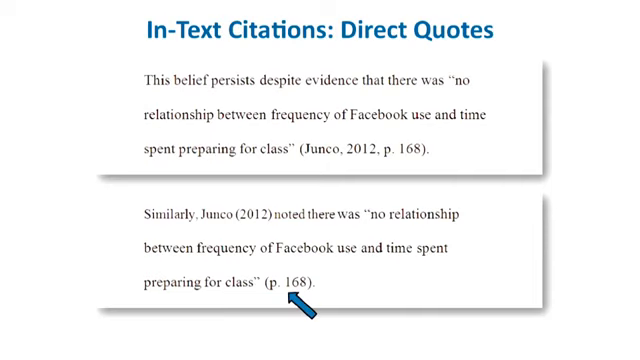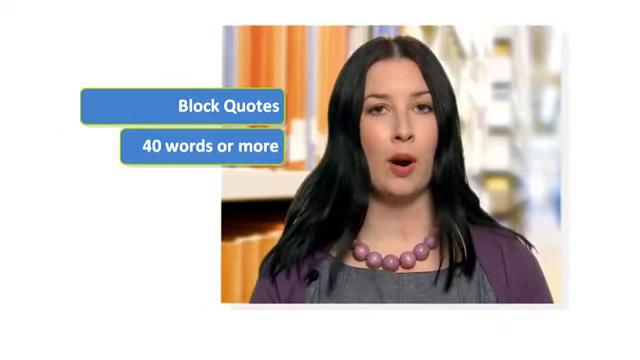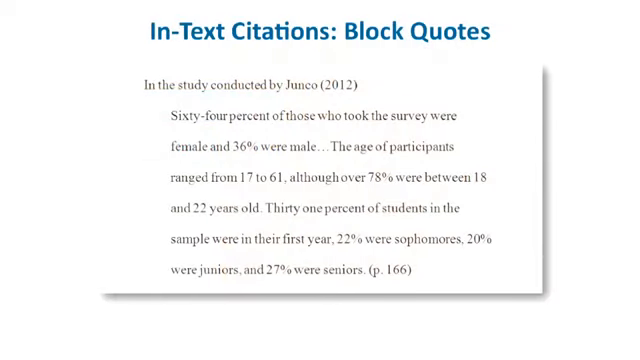If you are using a quote that is 40 words or more, you should use a block quote. Start the block quote on a new line and indent the entire quote a half inch. Block quotes should be double-spaced, and you don't need to use quotation marks. Notice the period goes before the parentheses.